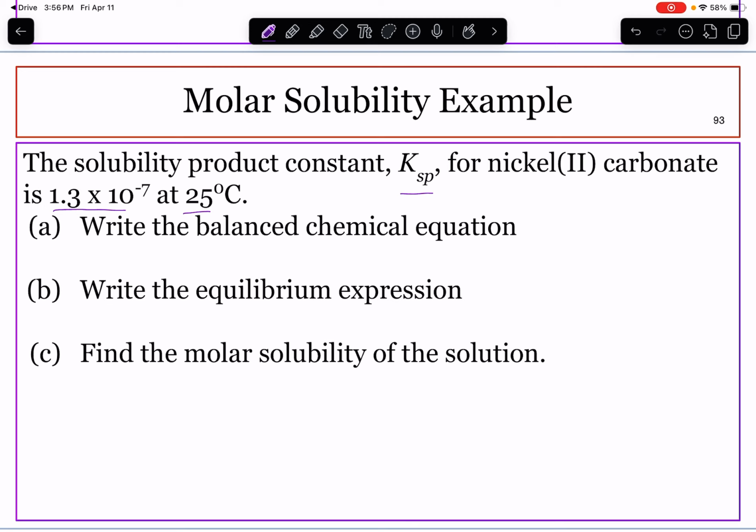A. Write the balanced chemical equation. This means write the balanced chemical dissociation reaction for nickel 2 carbonate. First, we need to use our naming rules to figure out what nickel 2 carbonate is. Nickel is a transition metal. We don't know what charge it is just by looking at the periodic table. But if you look at the back of your periodic table on the common polyatomic ion list, you can see that carbonate is CO3 with a 2- charge.